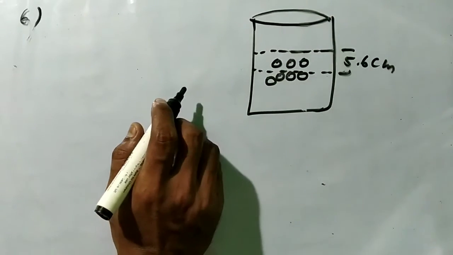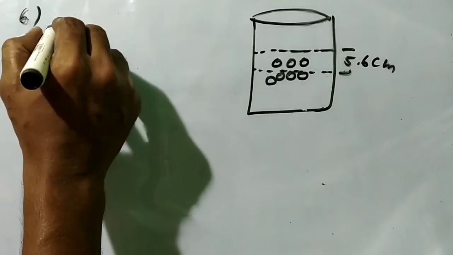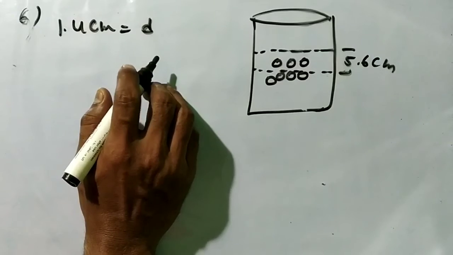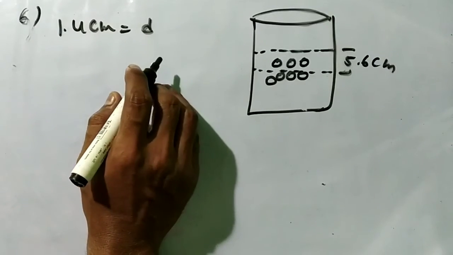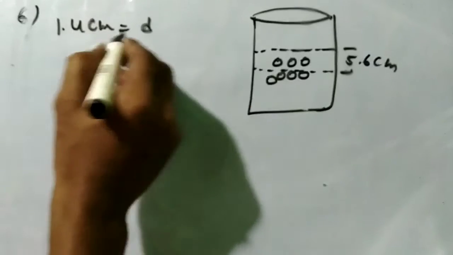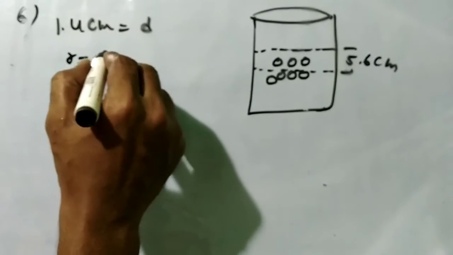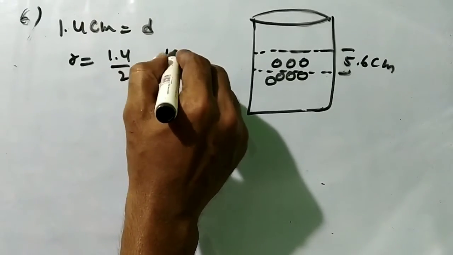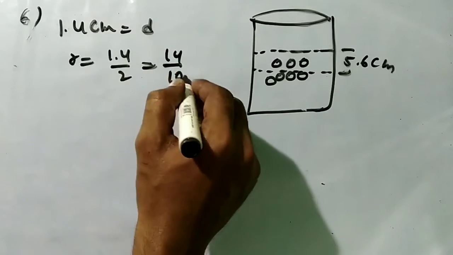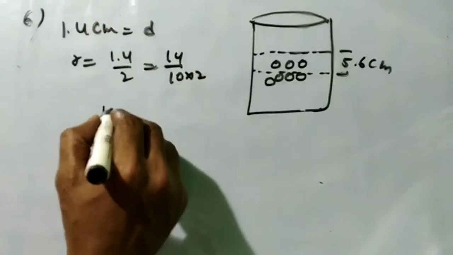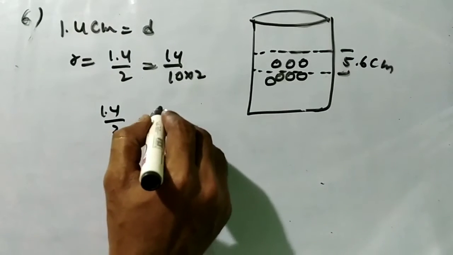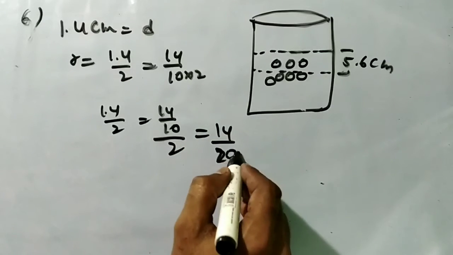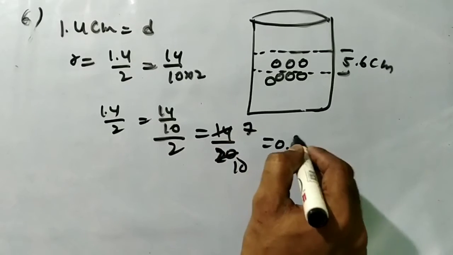But they have given the data: the diameter of the marble is 1.4 centimeters, that is D equals 1.4 centimeters. So let's find the volume of the marble. With this we get R equals 1.4 by 2. 1.4 can be written as 14 by 10, into 2 gives 14 by 20. So 2 sevens are 14, that is 0.7.